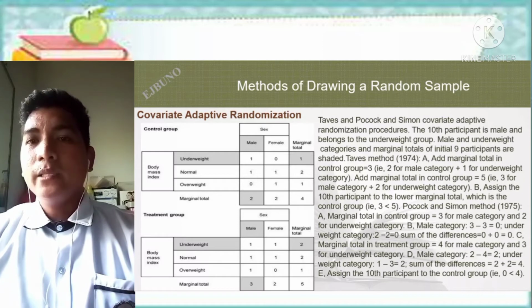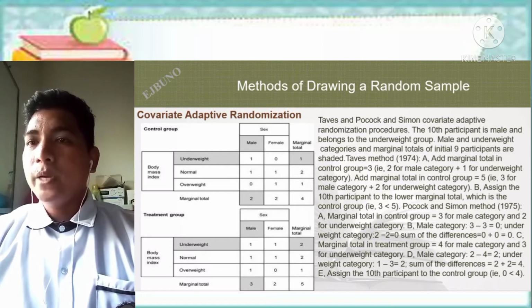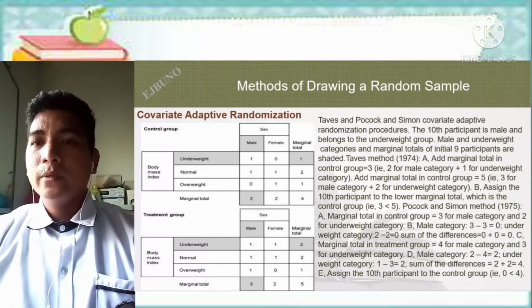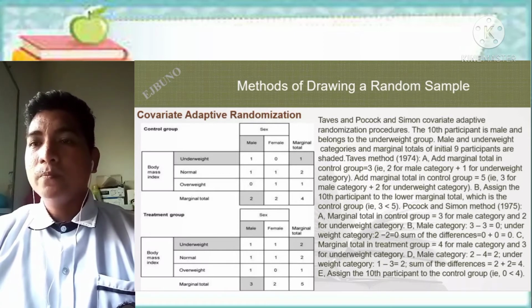C: marginal total in treatment group equals 0 for male category and 3 for underweight category. D: male category 2 minus 4 equals 2, underweight category 1 minus 3 equals 2. Sum of the differences, 2 plus 2 equals 4. E: assign the 10th participant to the control group, since 0 is less than 4.